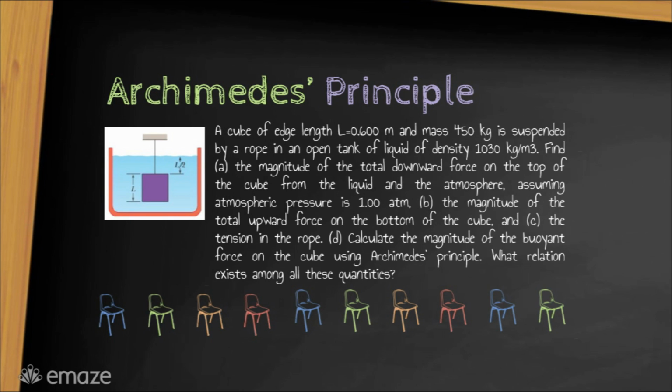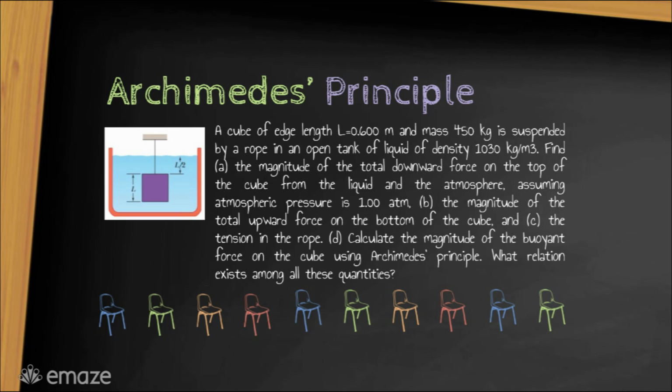Lastly, problem 5 will discuss Archimedes' principle. A cube with an edge length of 0.6 meters and a mass of 450 kilograms is suspended by a rope in an open tank of liquid of density 1030 kilograms per cubic meter.